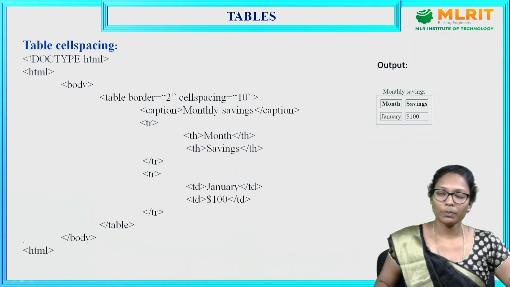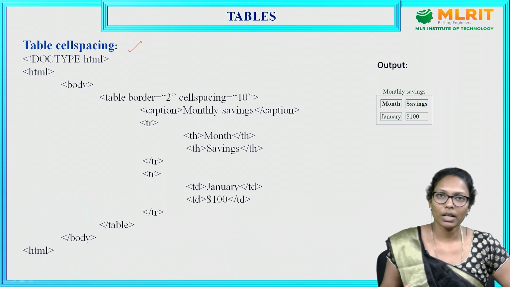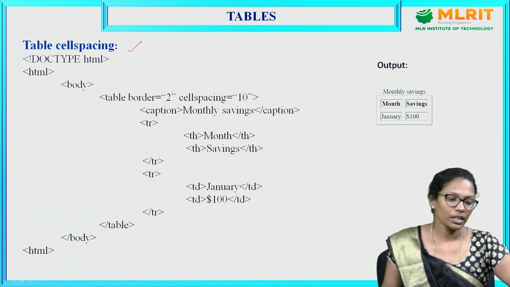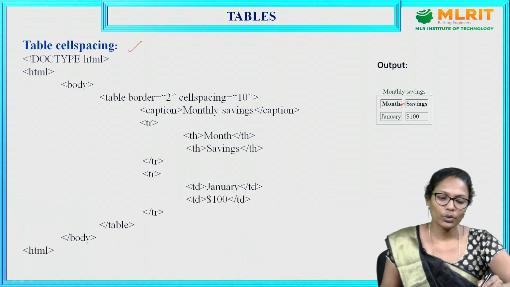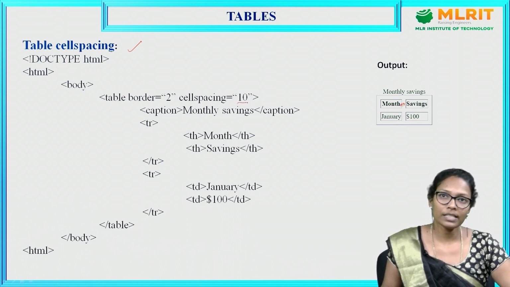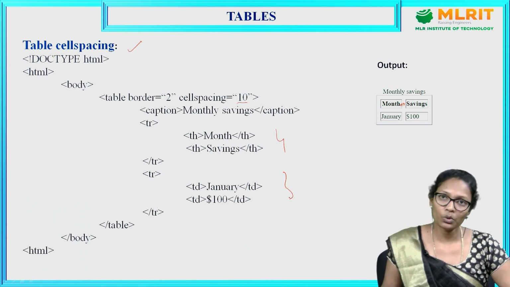So next attribute is cell spacing. Cell spacing is nothing but the space between the two cells. Here month is one cell and savings is another cell. The space between these two cells is called cell spacing. Here I am giving the cell spacing as 10 and the remaining program is the same. I am just adding two rows with the details month and savings.